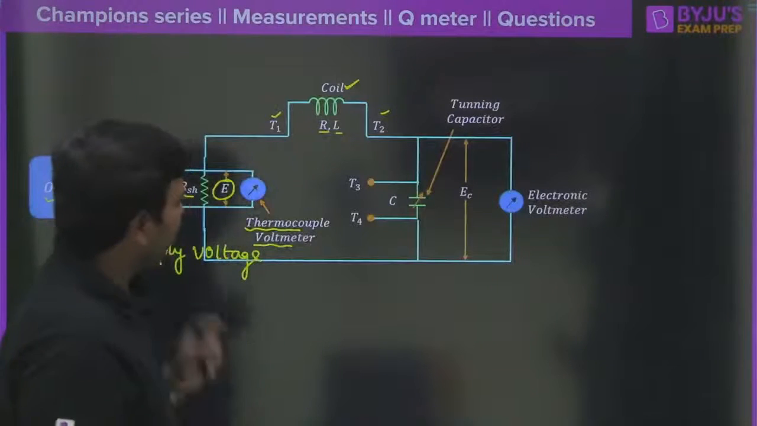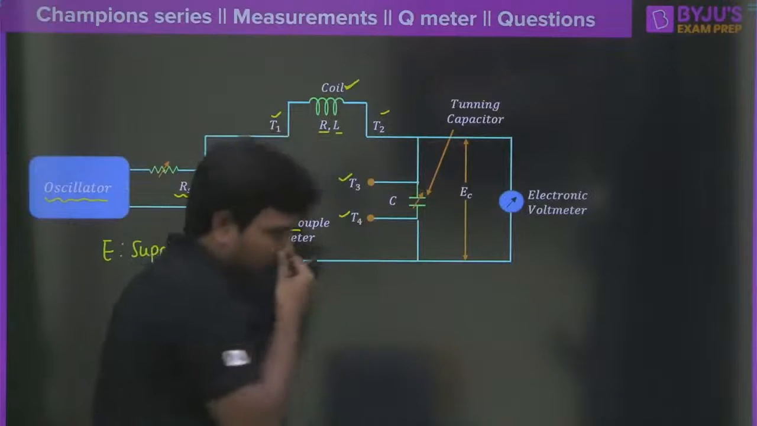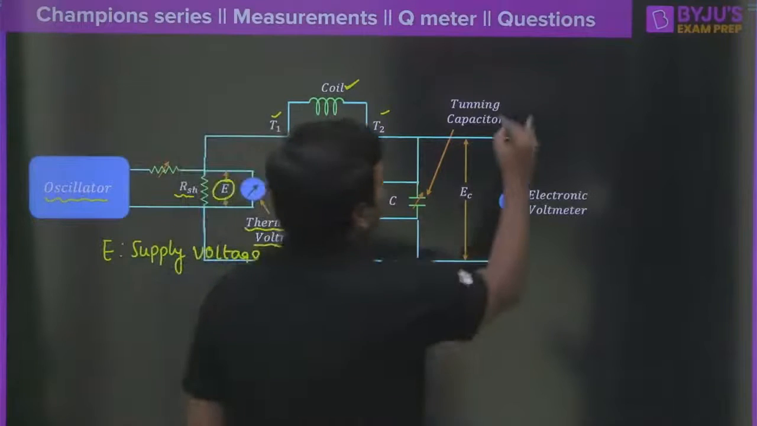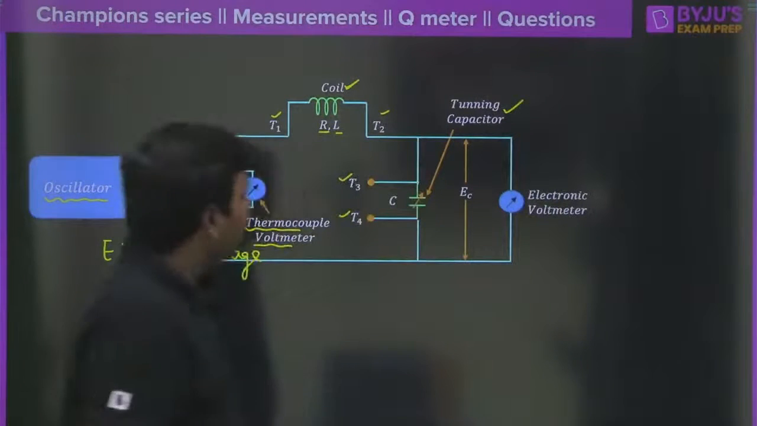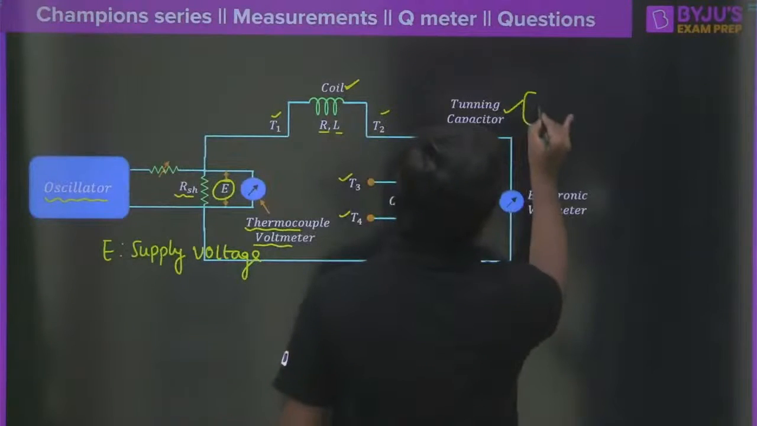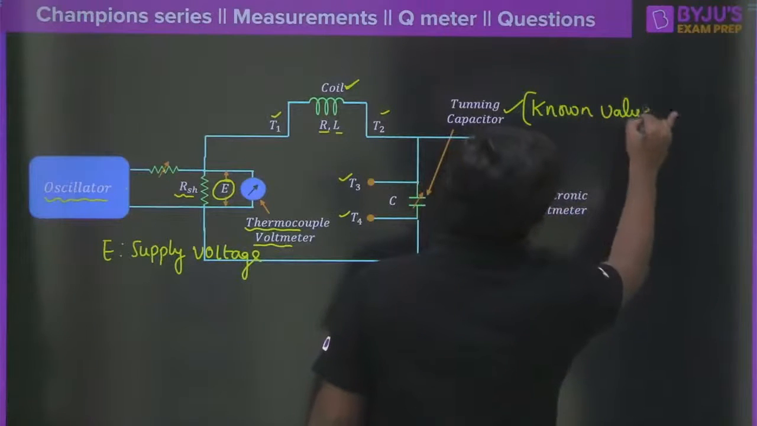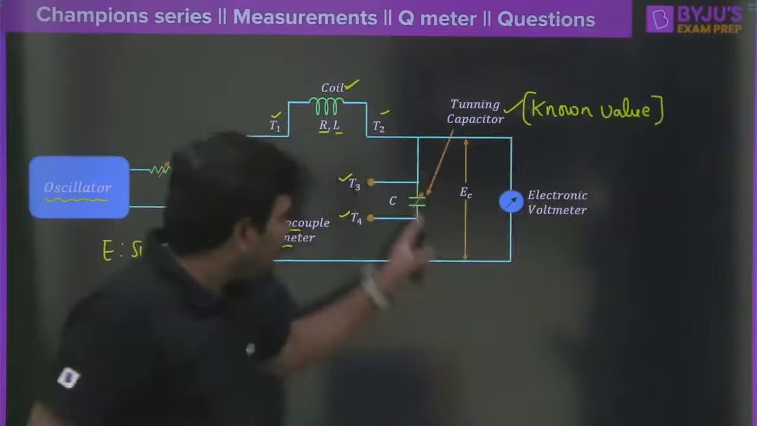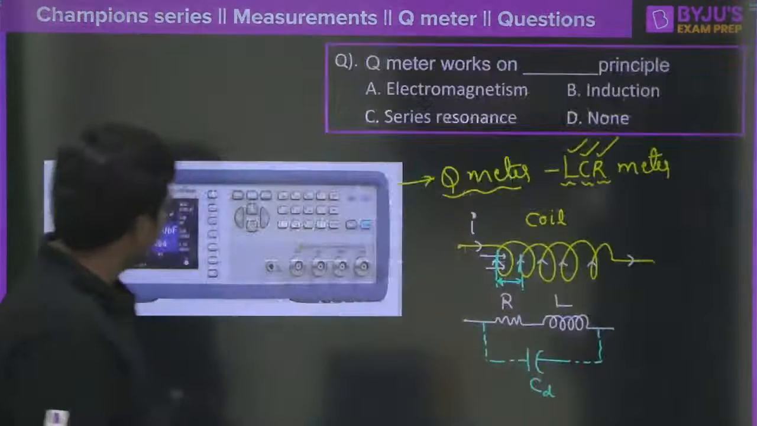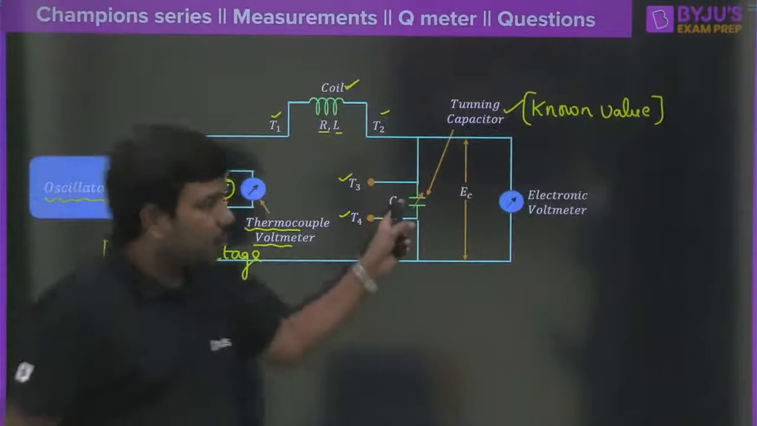Clear? Moving ahead, here we have one more port, that is T3 and T4, and between T3 and T4 we have a capacitor, called the tuning capacitor. Clear? Interestingly, as we tune this capacitor, we know its value all the way. It is a known value, because it is there in our hand, and we tune the capacitor value on the front board. Here if you can see, we will change the value of the capacitor so that we will be able to know the value.